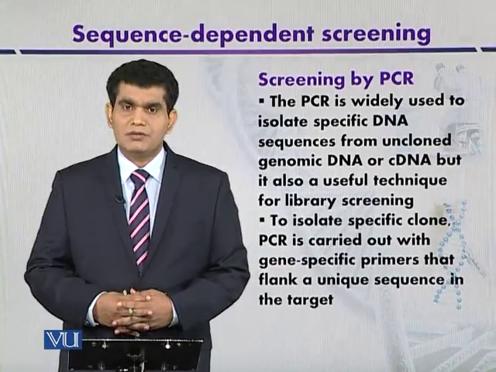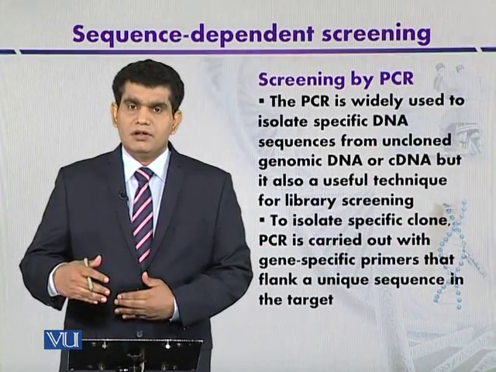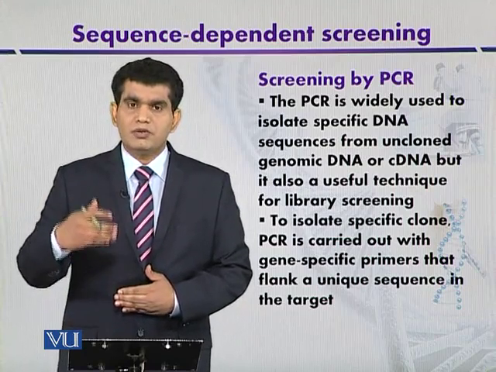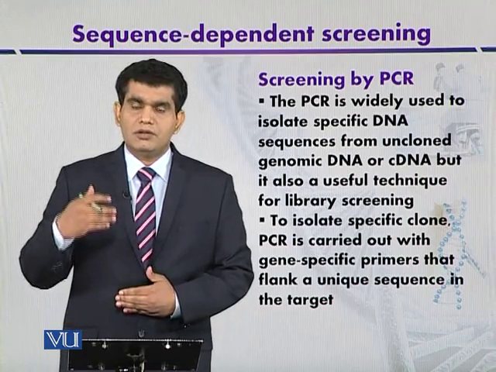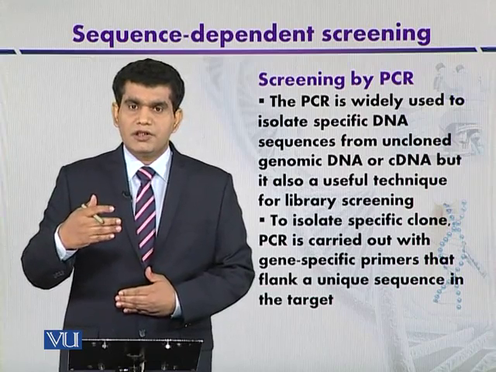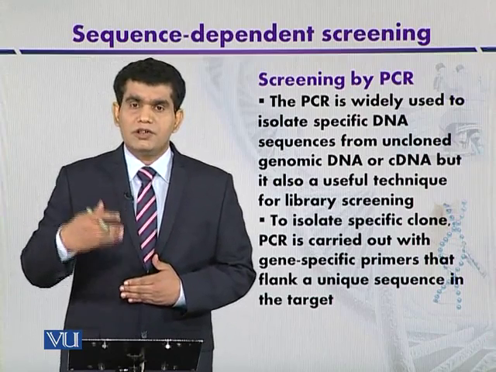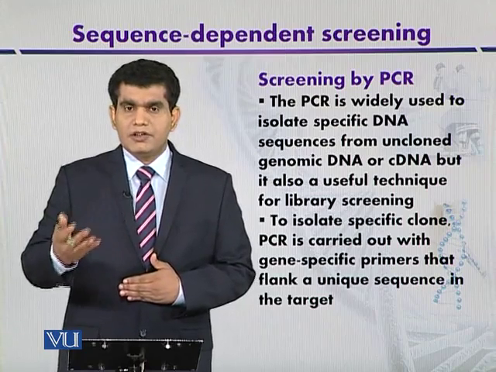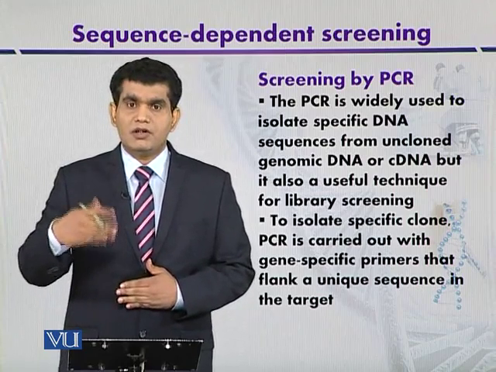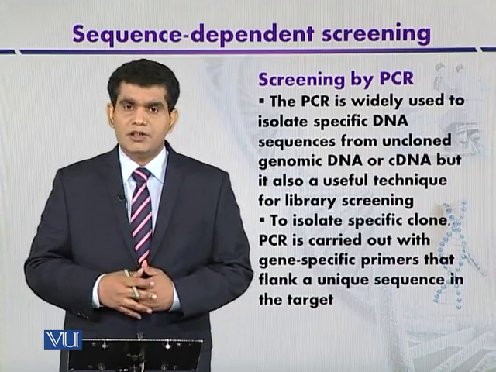Screening by PCR. We discussed previously that PCR can be used for the screening of DNA from different sources. Although it can also be used to isolate our gene of interest from the source DNA by the process of amplification, or you can say that uncloned DNA can be used for the isolation of a specific gene by PCR. But in addition to that, PCR can also be used for the screening of DNA libraries or cDNA libraries.